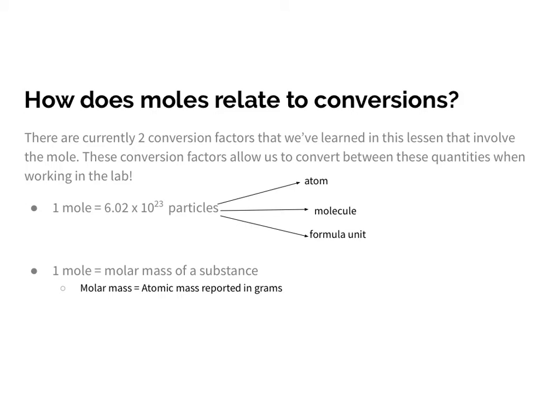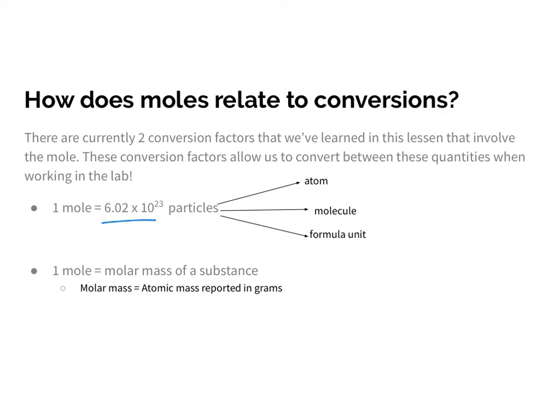All right, so you're probably wondering, what does this mole have to do with converting units? We already talked about two different conversion factors that involve the mole. The first one dealt with a counted number, and the second one dealt with the measurement. These conversion factors allow us to convert between quantities when we're working in the lab. When we're talking about the counting number, remember we could count particles. So the counted number, the number of particles or atoms or molecules or formula units, is 6.02 times 10 to the 23rd, and that's equal to a mole.